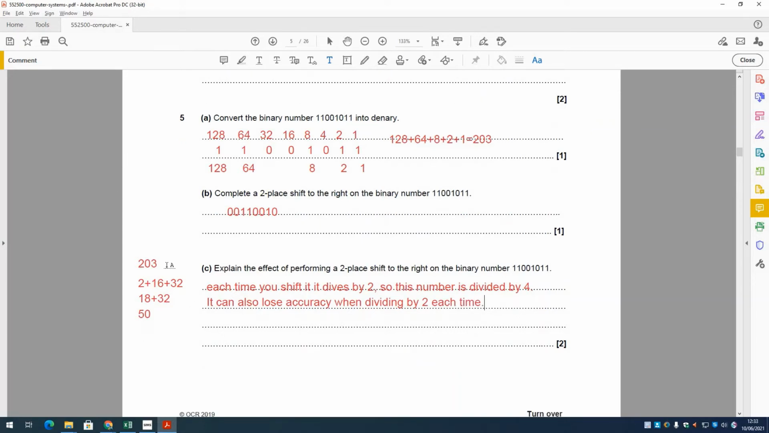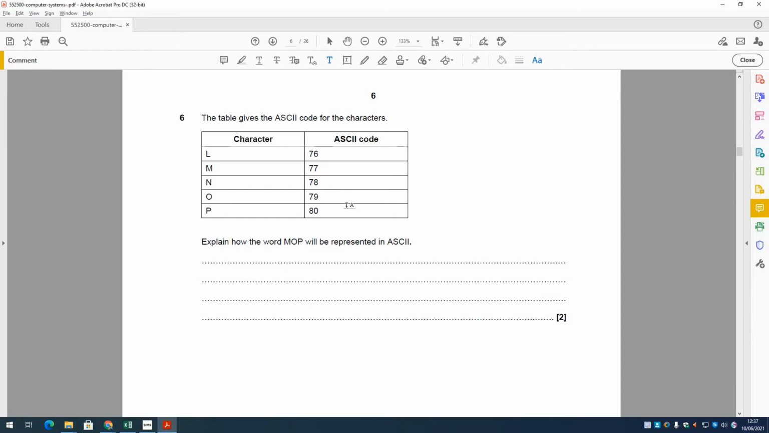Okay, and there we are. Question 6. The table gives the ASCII codes for the characters, and then we've got the ASCII codes for L, M, N, O, and P. Explain how the word mop will be represented in ASCII. What we need to explain first of all is that an ASCII code will be stored to represent each character. And you could also say they'll be stored in the correct order, in the order that they're written. Okay, so I think that's enough for 1 point.